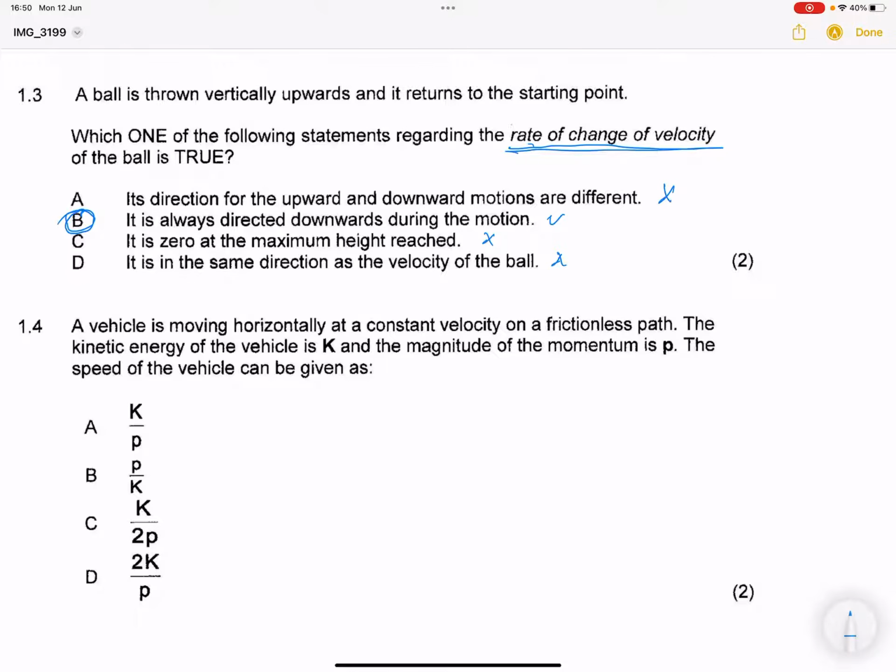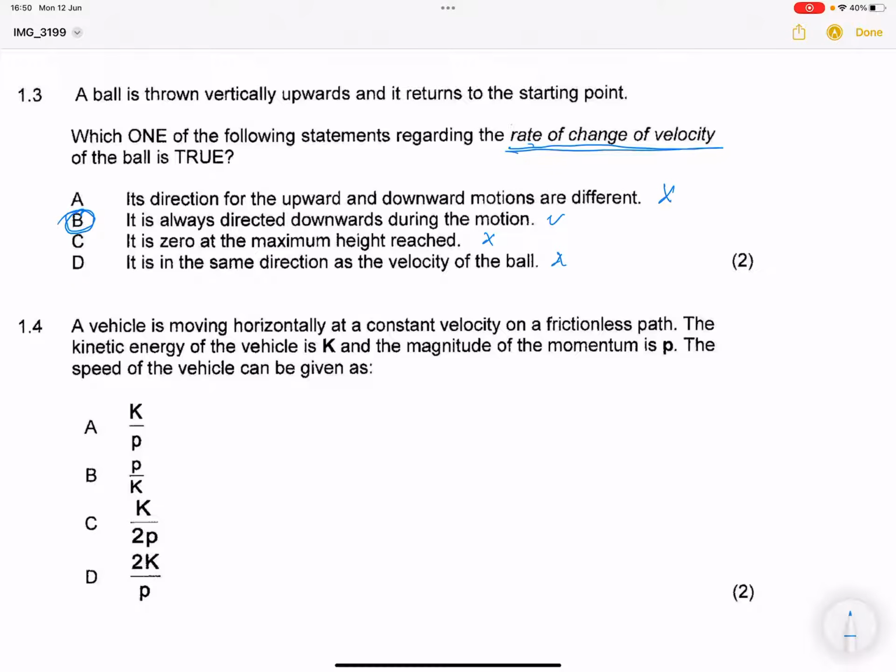And then the next one, they say a vehicle is moving horizontally at a constant velocity on a frictionless path. They say the kinetic energy of the vehicle is K, and the magnitude of the momentum is P. They say the speed of the vehicle can be given as... Now, in this case, I want you to note, ladies and gents.